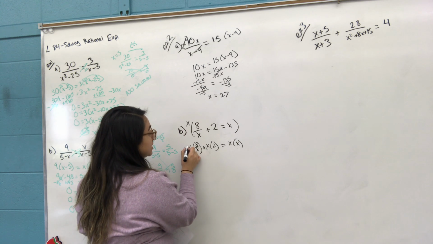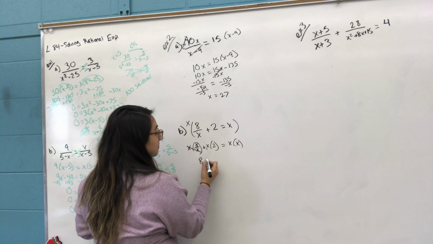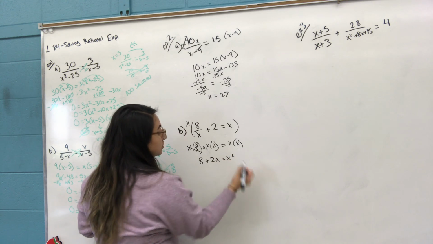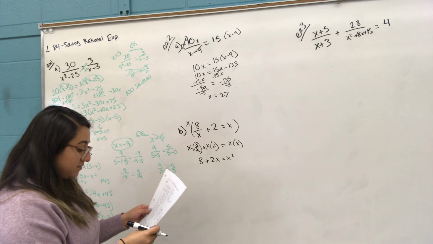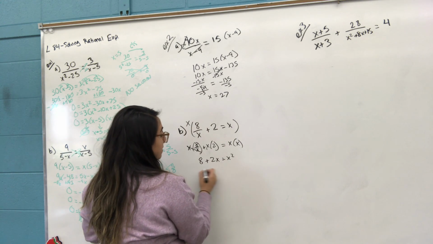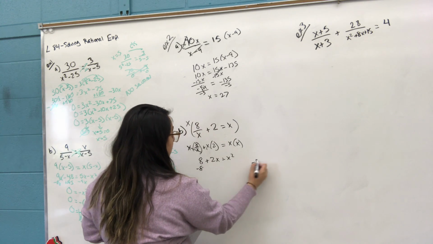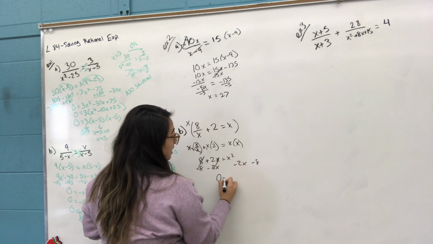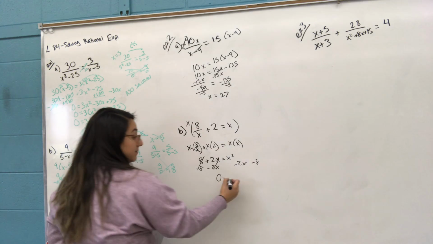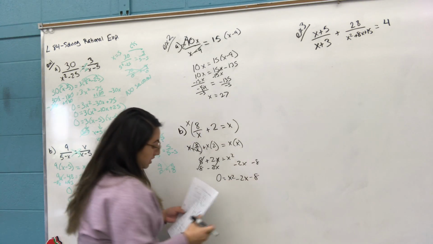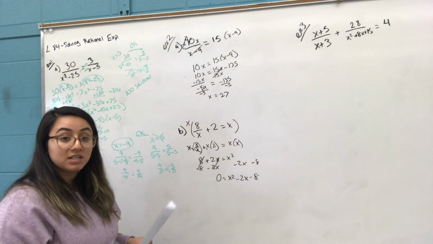So x times 8 over x, this cancels out, you get 8. X times 2 is 2x. X times x is x squared. And then after that, I moved everything to this side. I wanted the x squared to be positive. So subtract by 8, subtract by 2x. And then I get it equal to 0 because you are solving for x. I get x squared minus 2x minus 8 set equal to 0. And from this point, you factor.